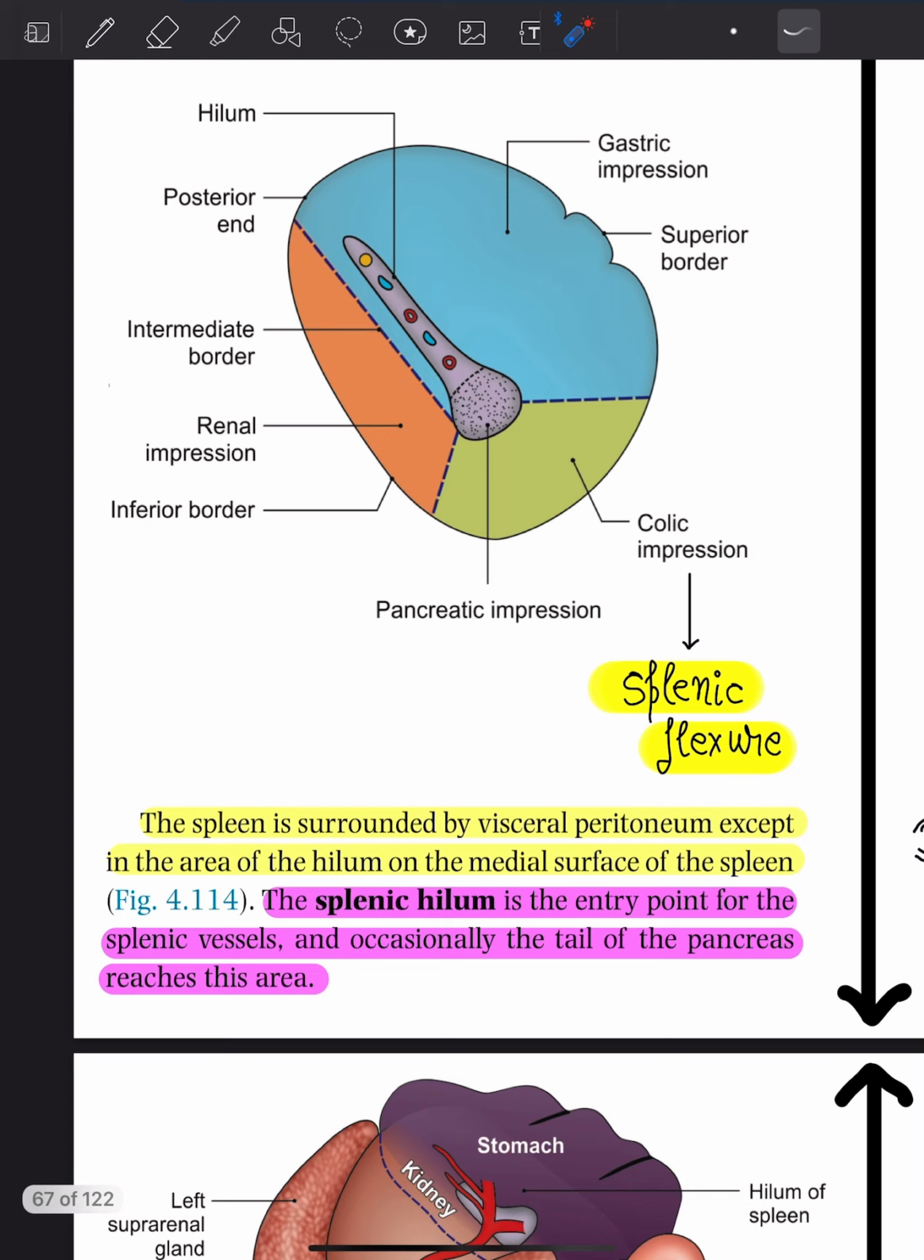So now let's read about it. The spleen is surrounded by visceral peritoneum. It's a peritoneal organ, except, and this is a very important point, it's not surrounded by peritoneum in the area of the hilum on the medial side of the spleen. So the hilum side is not surrounded by visceral peritoneum. The splenic hilum is the entry point for various splenic vessels, and occasionally the tail of the pancreas reaches this area, which forms the pancreatic impression as well.